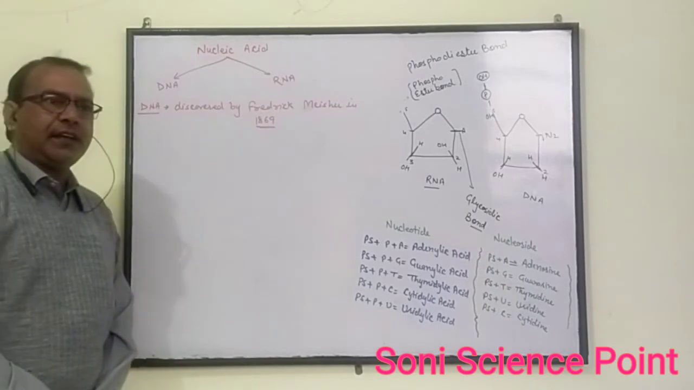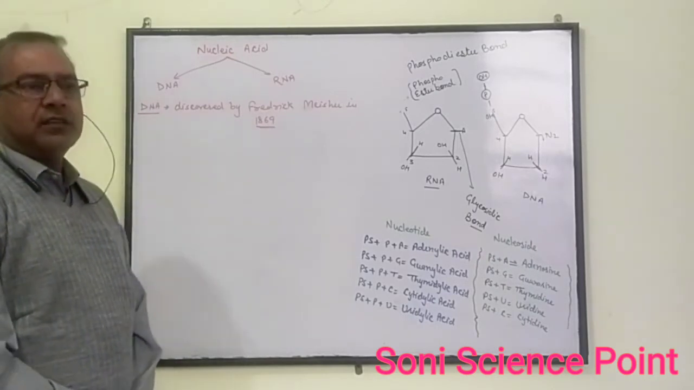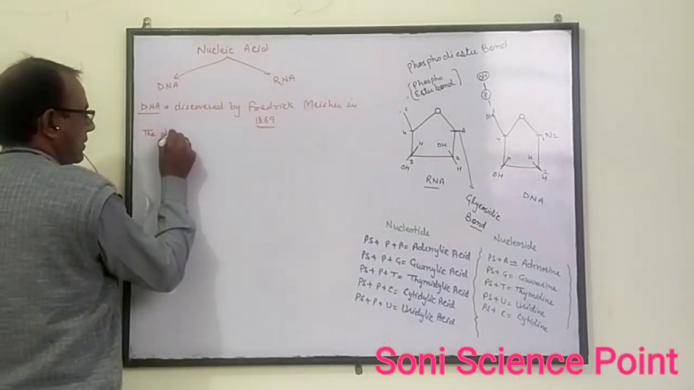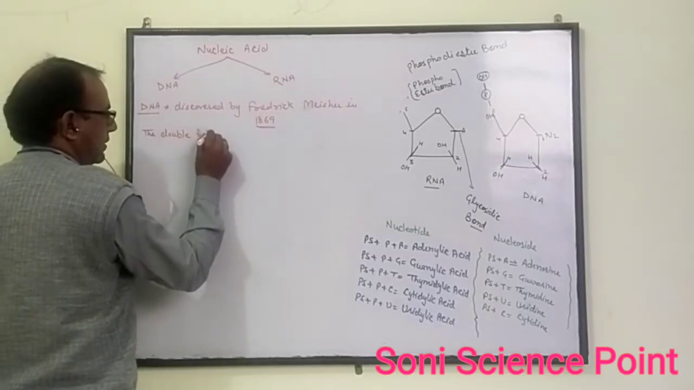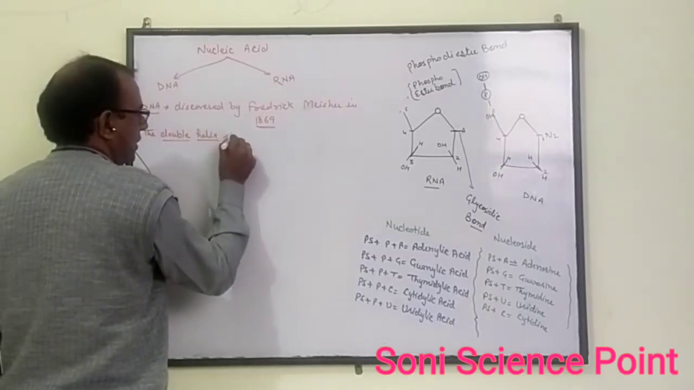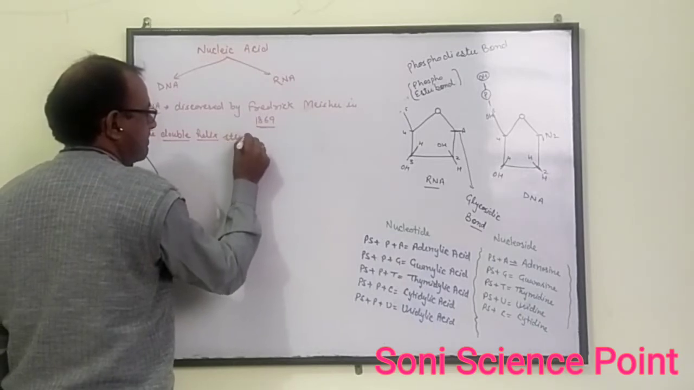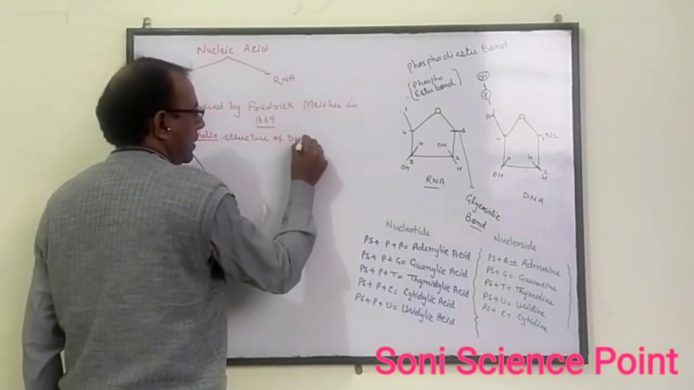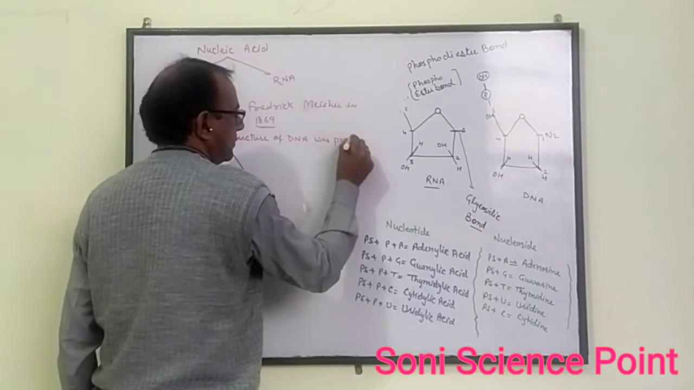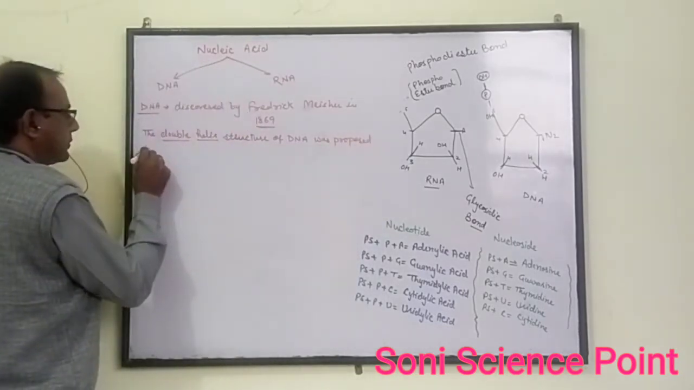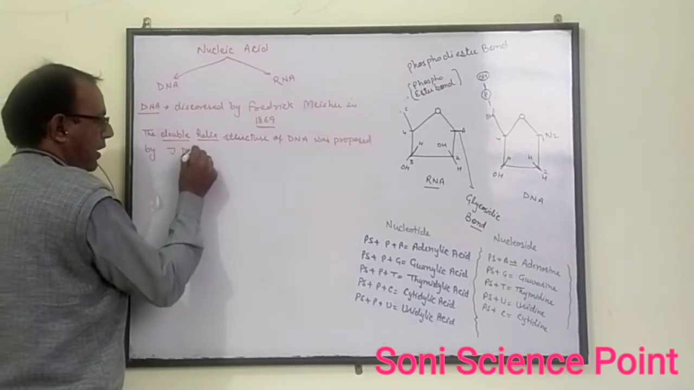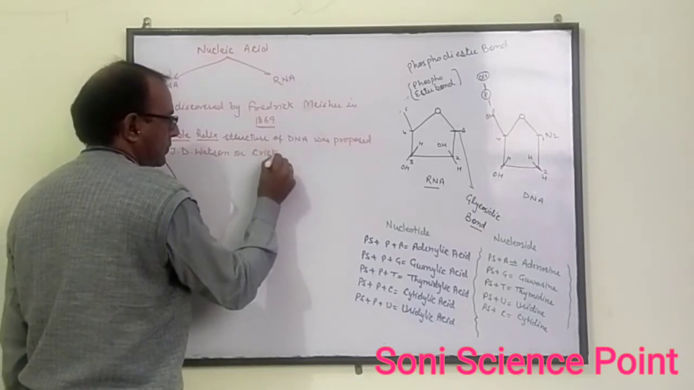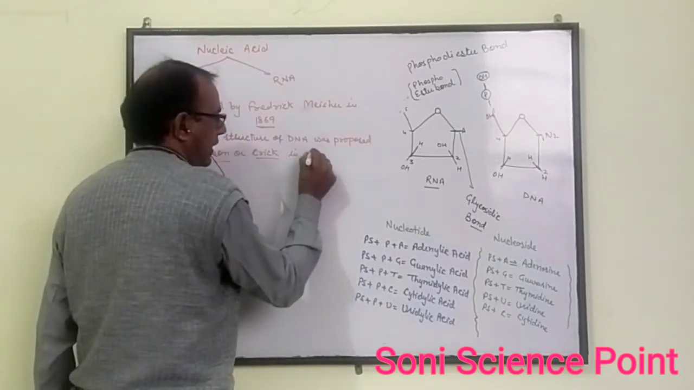But the structure of DNA was proposed by J.D. Watson and Crick. The double helix structure of DNA was proposed by J.D. Watson and Crick in 1953.